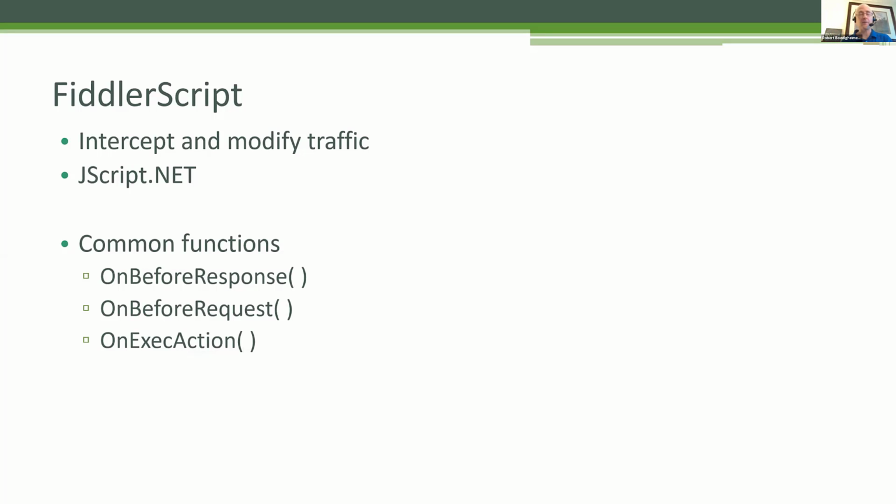So now that we've seen a lot of manual ways, composer, autoresponder, breakpoints, there's also going to be times where I want to use code to intercept and modify traffic. So Fiddler Script was built into Fiddler, and it just lets me write code to do certain things. And there's a few common functions: OnBeforeResponse, OnBeforeRequest. So I can trap this. It's called JScript.NET. It looks like a mashup of JavaScript syntax and .NET classes. So let's look at what that looks like.